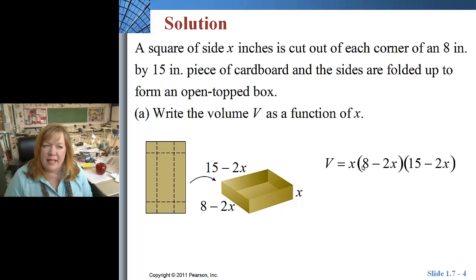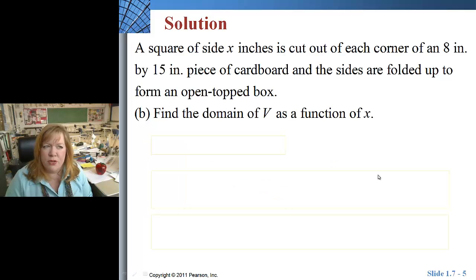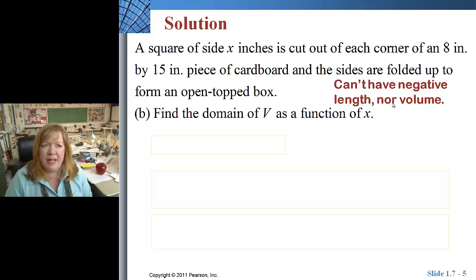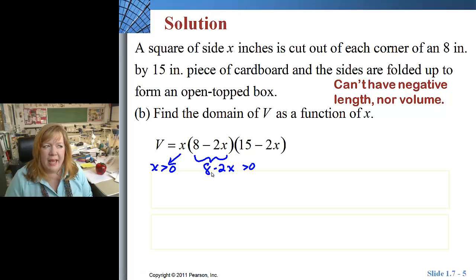Now, we already said that the length cannot be negative. Well, we know x has to be positive, but this has to be positive as well, and this has to be positive as well. If we find this one, it should take care of our problem. So, we can't have a negative length or volume, so when we're looking at the domain for the problem, we're going to take that into account. X has to be bigger than 0, and 8 minus 2x has to be bigger than 0. So we're going to solve that for x.